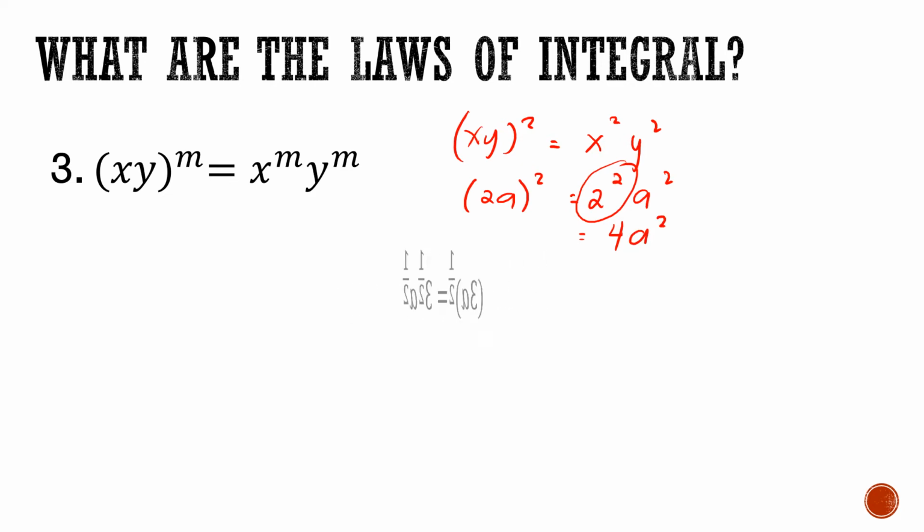Applying it in rational exponent, we have the quantity 3a raised to 1 half. So we distribute 1 half one by one to 3 and a. So we have 3 raised to 1 half and a raised to 1 half.